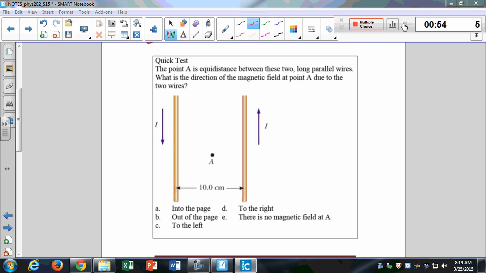Each wire will generate a magnetic field at that point A. You want to ask yourself, what is the direction of that wire? Or what is the direction and what is the magnitude of those two magnetic fields due to those two wires? And then what happens to them?